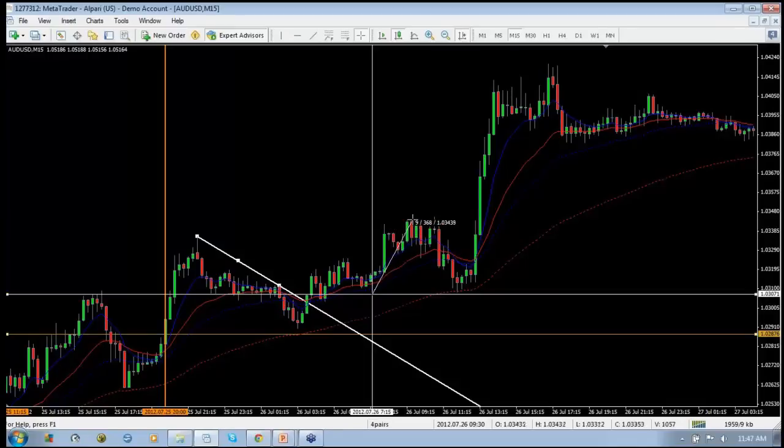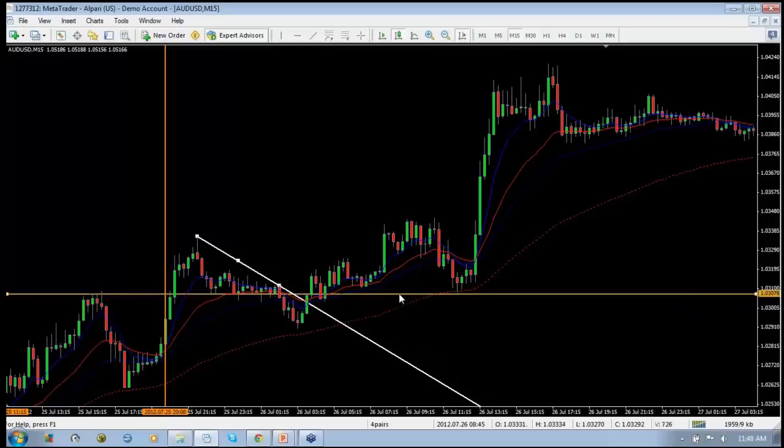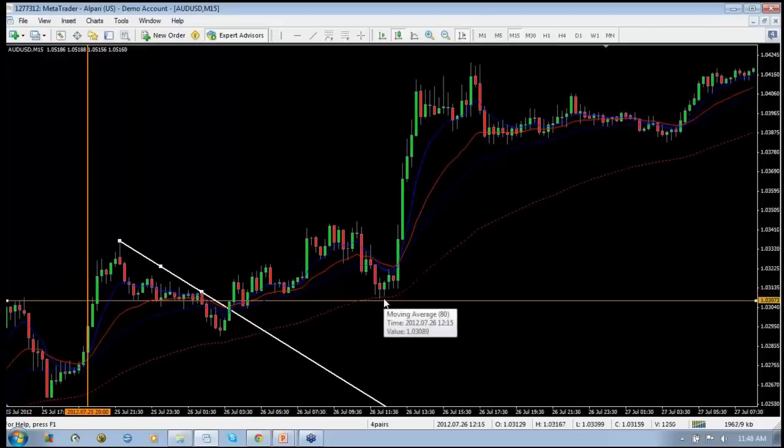Okay. At this point, we can draw our trend line. Draw another trend line. As soon as that breaks and closes above all these moving averages, happens right there. Okay. So we can get in right there. Okay. That's a 20 pip stop. So we're looking for 40 pips on this trade.